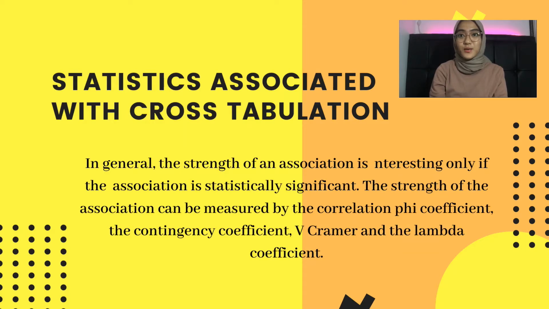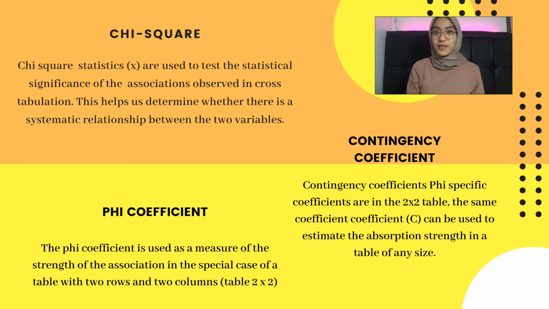Statistics associated with cross-tabulation. In general, the strength of an association is interesting only if the association is statistically significant. The strength of the association can be measured by the phi coefficient, the contingency coefficient, Cramer's V, and the lambda coefficient. There are chi-square, contingency coefficient and phi coefficient.